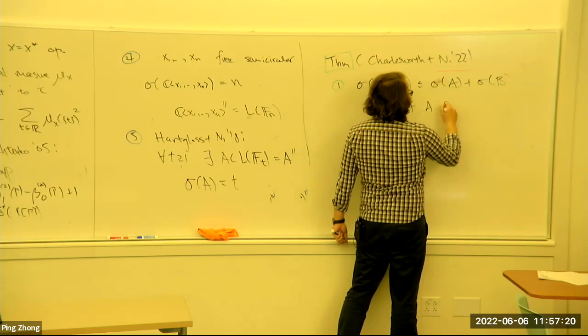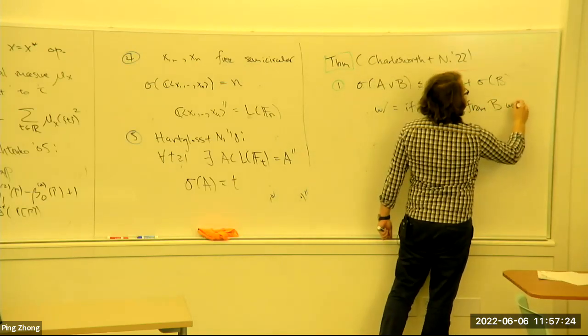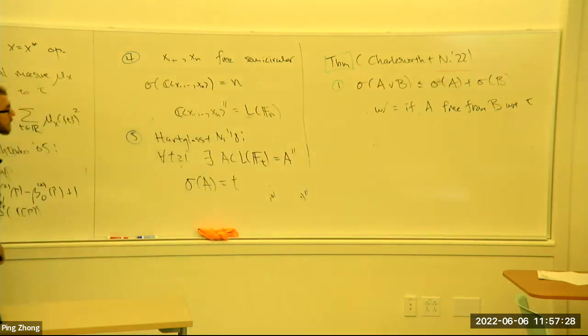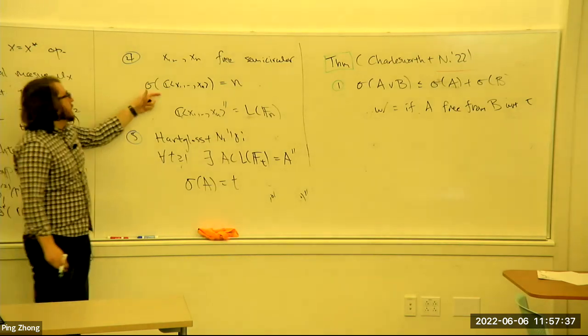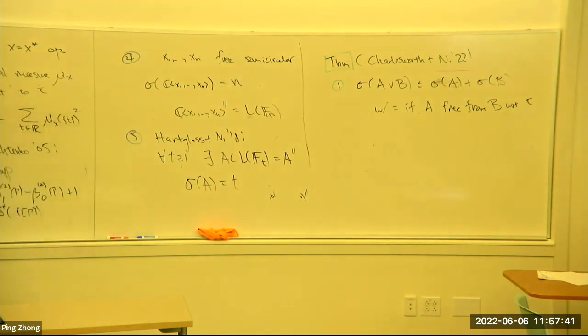A free from B, with respect to this trace tau, free in the sense that Hari defined. So this thing interacts nicely with free independence, and in particular, that's how you can compute this example 4. You just get the sum of the individual free Stein dimensions. And since the semicircle distributions don't have any atoms, for each one of them, you'll get a 1 in this computation.